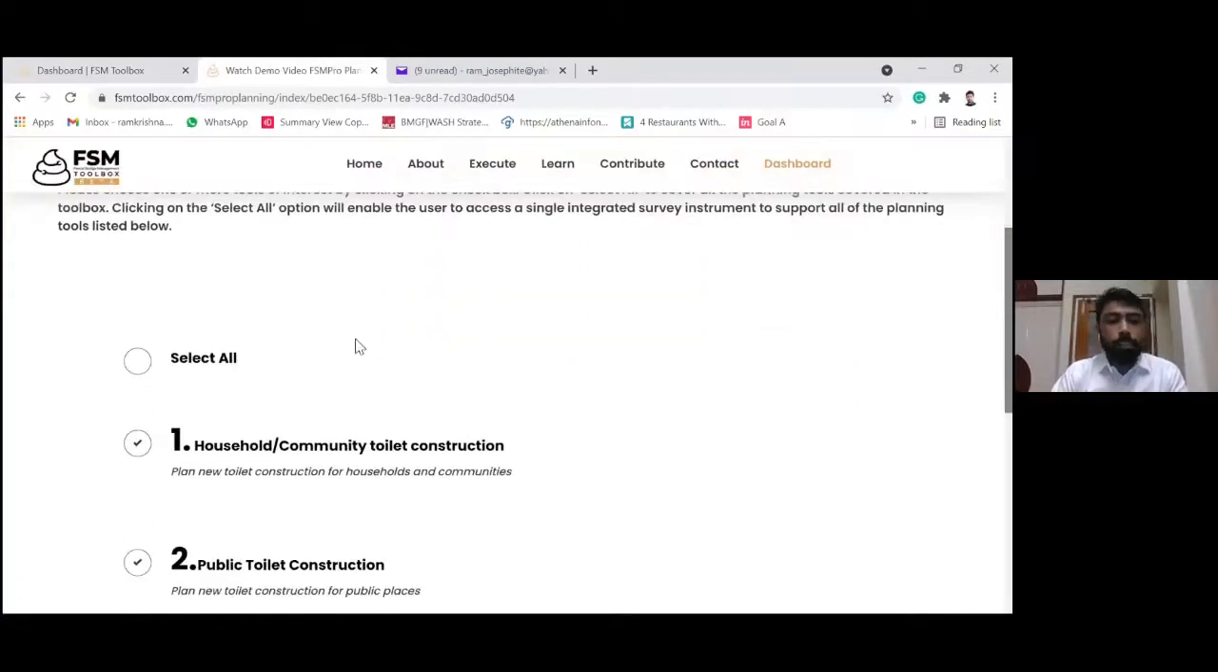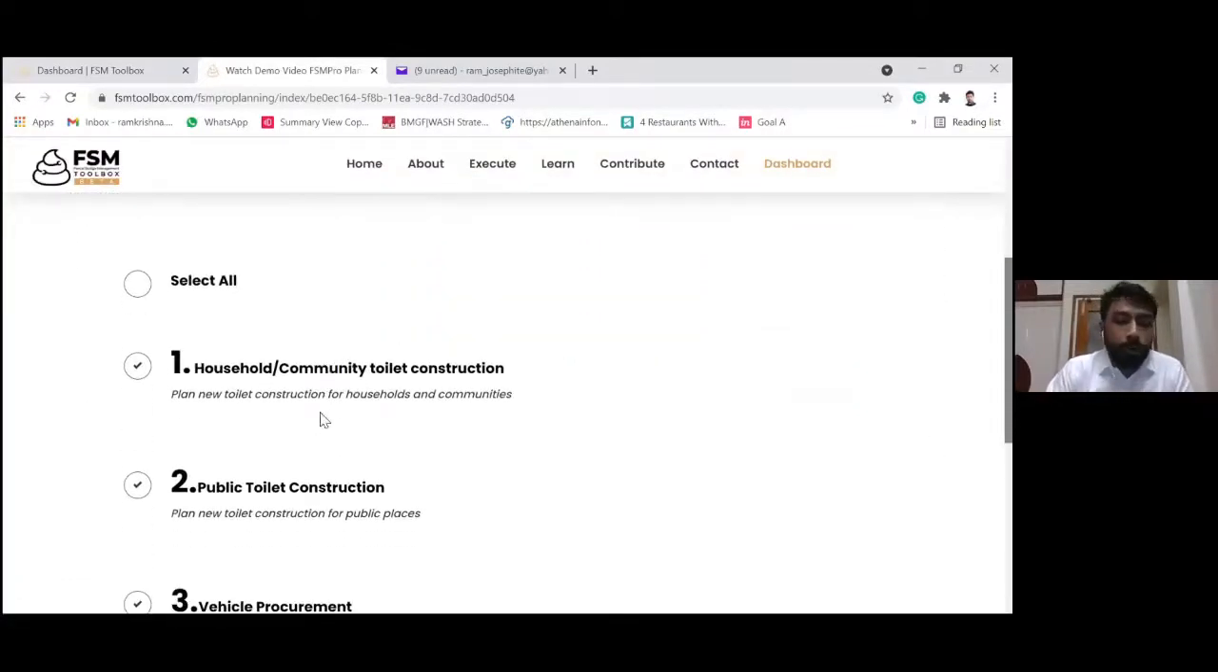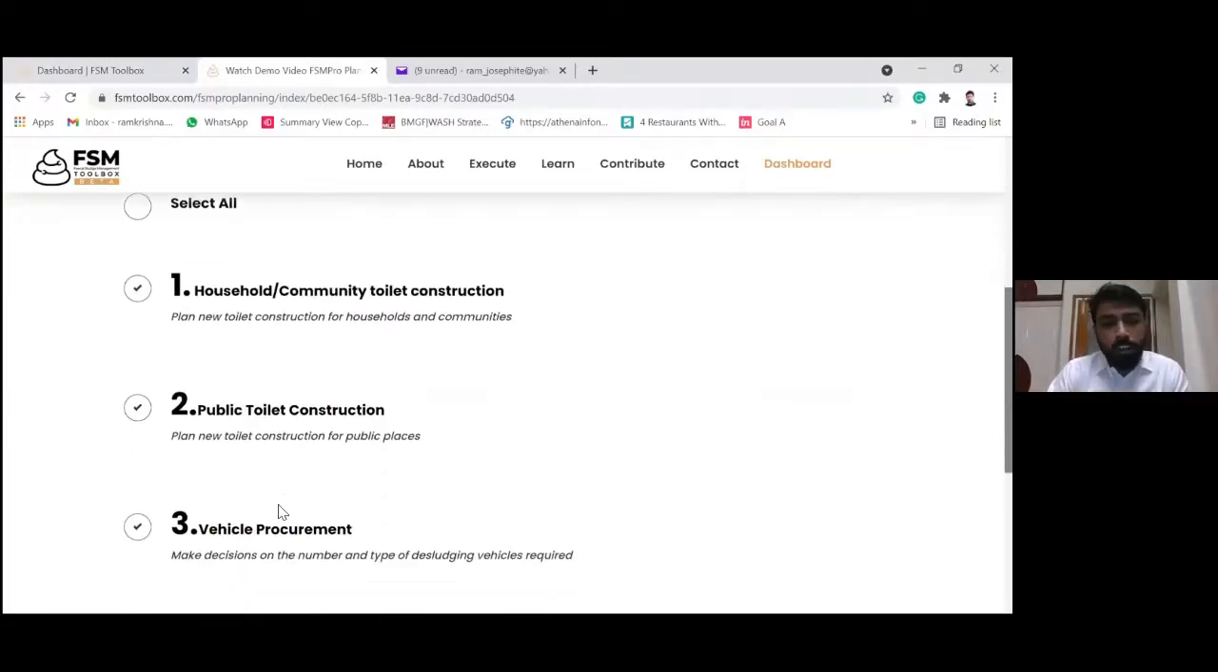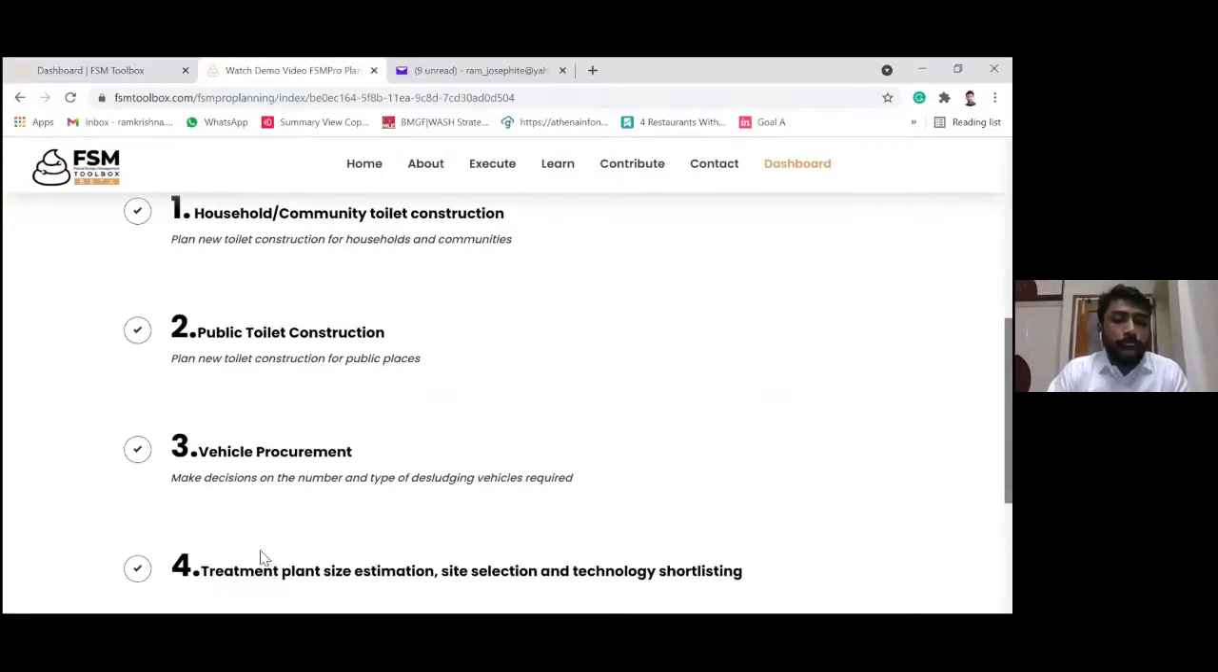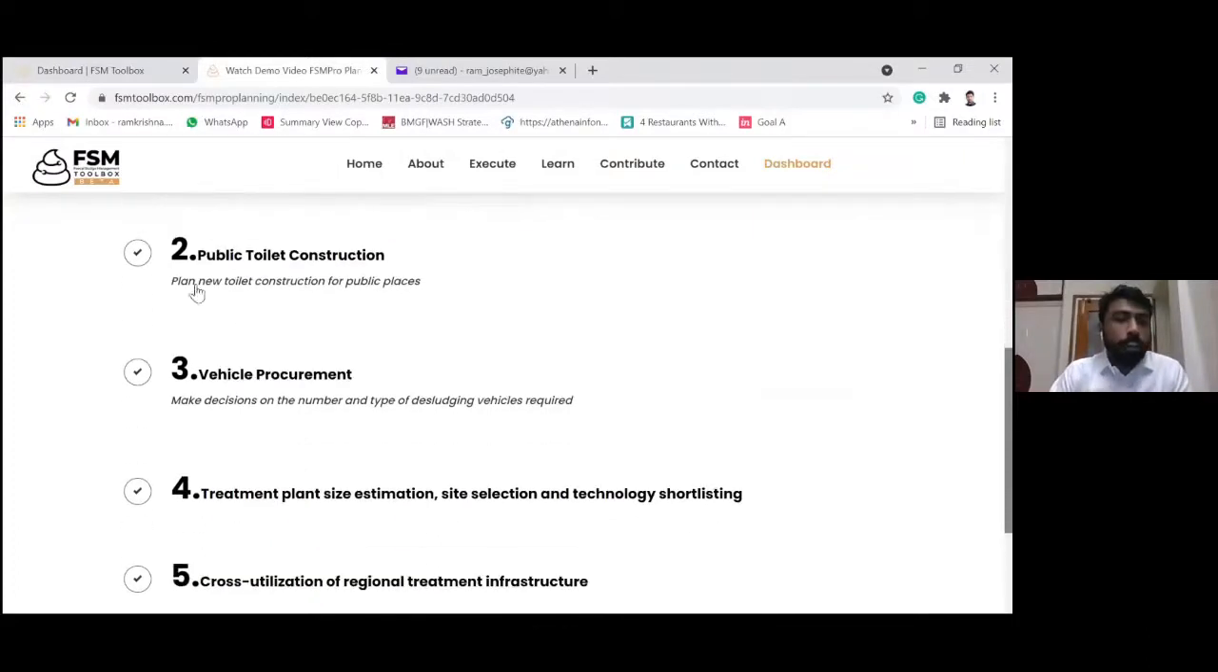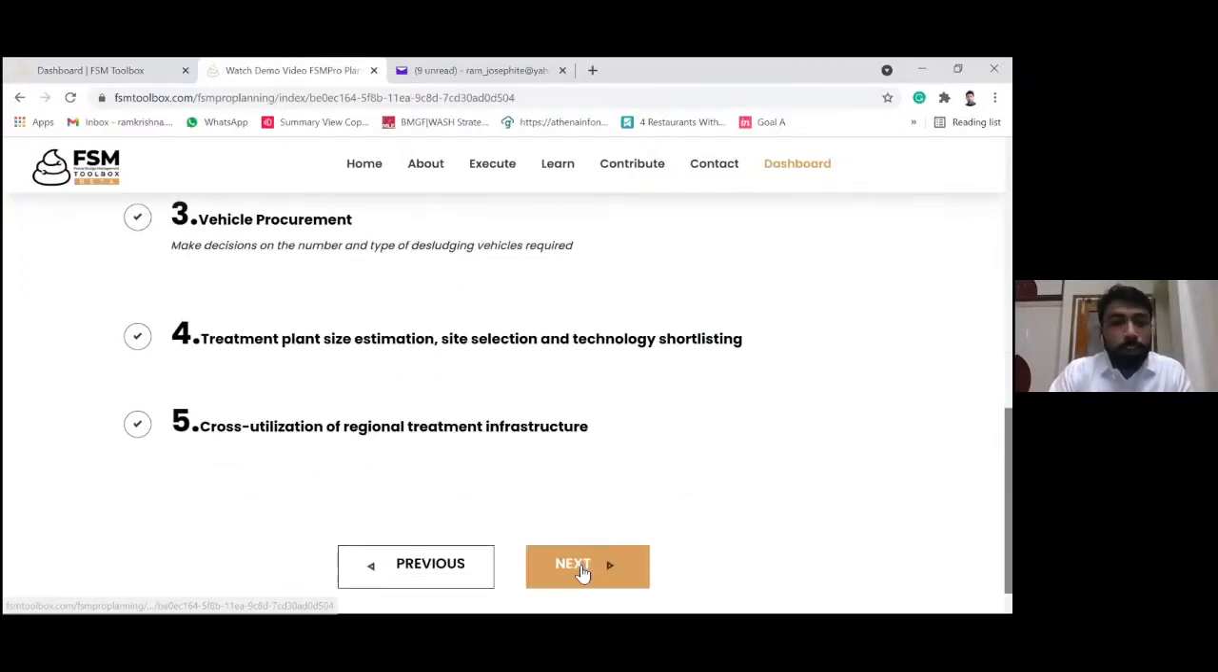The first thing that the tool will ask you is, what do you want to plan for? Do you want to plan for household toilets? Do you want to plan for public toilets or community toilets? Or do you want to plan for a treatment plant within your city? You can select all, or whichever you prefer, depending on your objective.